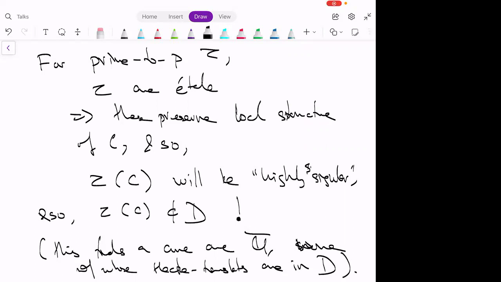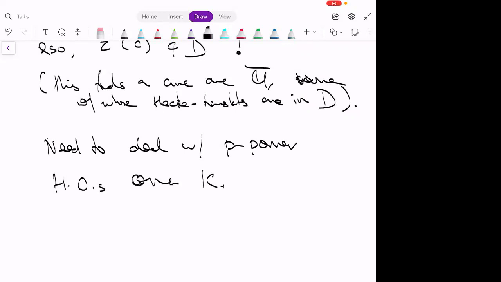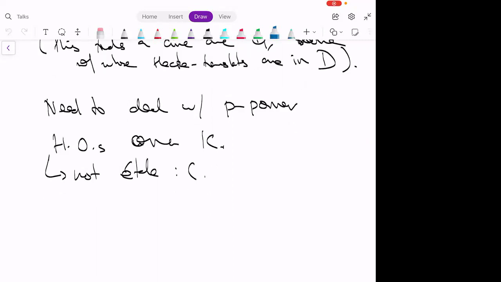But because we're working in characteristic p, we also need to deal with p power Hecke operators, or p power isogenies. And these are not étale. So it's not quite as straightforward to say that the p power Hecke translates of C will also not be contained inside the Torelli locus or inside D. Okay, so how do we deal with the fact that the p power Hecke operators are not étale? Well, we have two inputs.